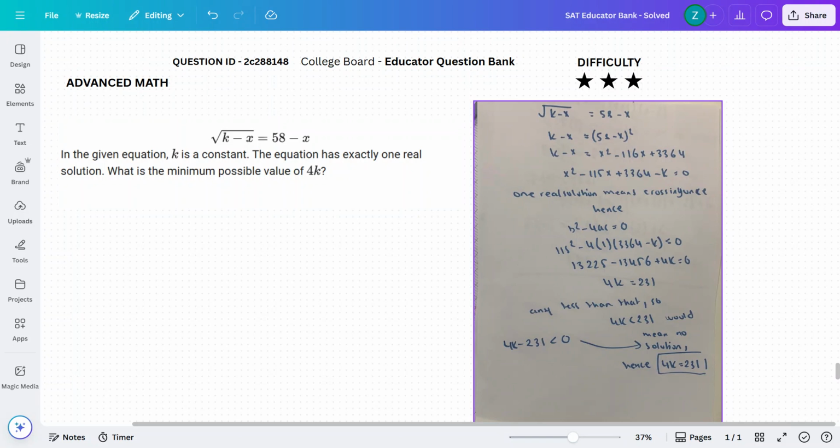Now, any less than that, so 4k less than 231, would mean no solution, because if I had 4k less than 231, that would mean that what I rooted in my quadratic formula was negative, which means zero solutions. Hence, when 4k equals 231, that is the minimum possible value. Anything upper than that would give me probably two solutions. Only at the point of 4k equal to 231 is the minimum possible value of 4k, because any lower than that would mean no solution. Over here, if I get less than 0, then the root of a negative number is just impossible, hence no solution. Hence 4k equal to 231 would be the minimum possible value.